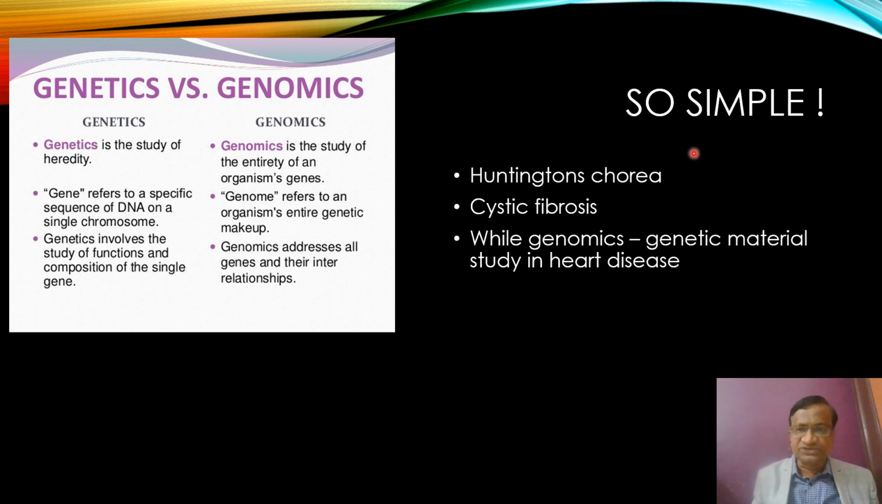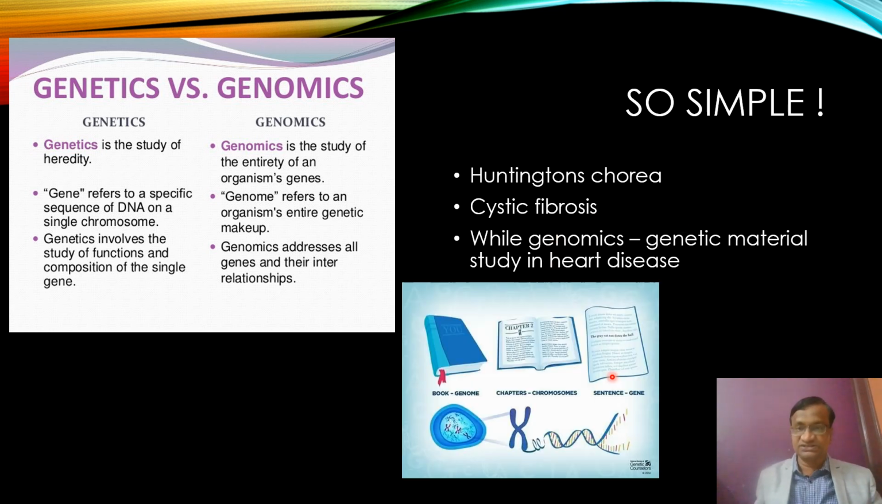Now we have Huntington's chorea, cystic fibrosis, simple genetic diseases. But what happens in heart attack? Why are certain patients prone to heart attack? This study comes in genomics. If you want to put it very simply, if you read one sentence in a book, that is a gene. If you read one chapter, it is a chromosome. If you read the whole book, that is the genome. This is the simplest way of telling what is genome, what is chromosome, and what is gene.